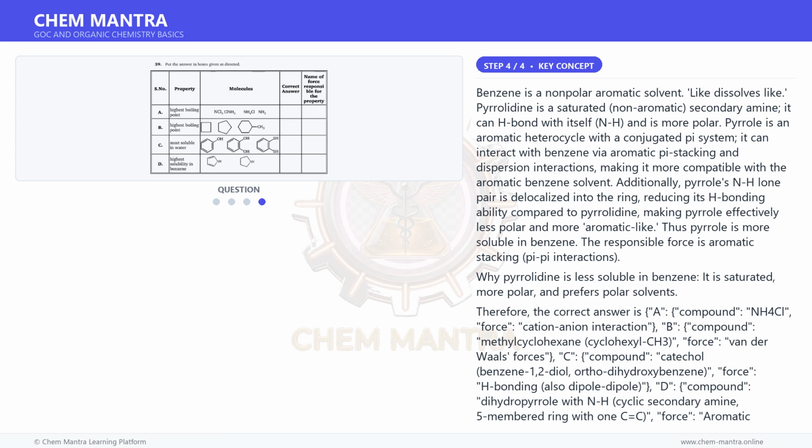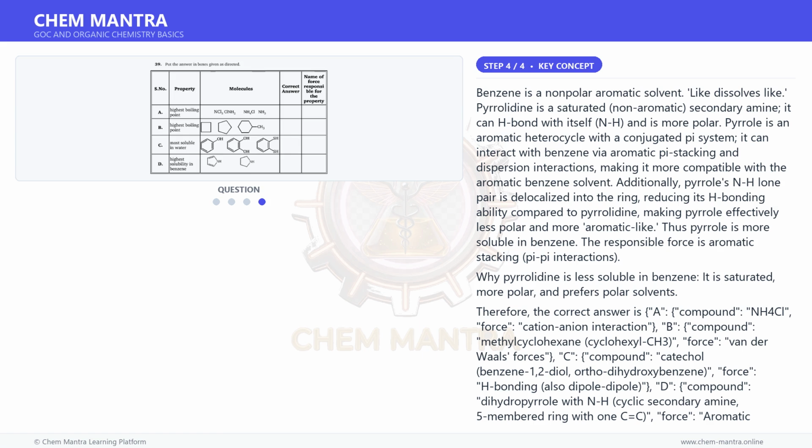Why is pyrrolidine less soluble in benzene? It is saturated, more polar, and prefers polar solvents. Therefore, the correct answer is A. Compound NH4Cl, force cation-anion interaction. B. Compound methylcyclohexane, cyclohexyl CH3, force van der Waals forces.